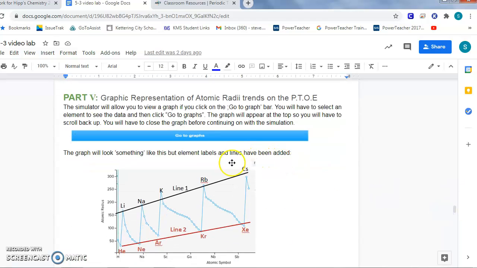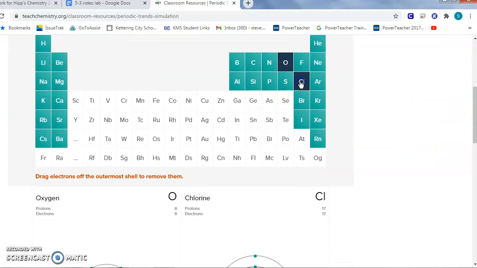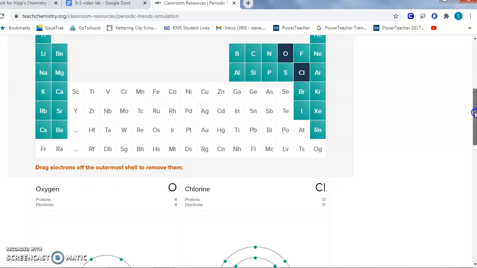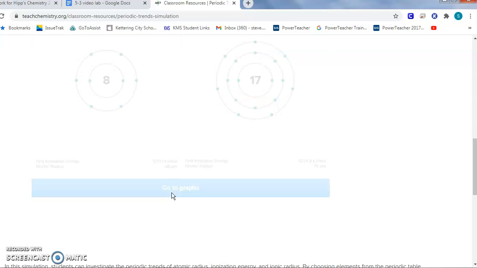And then finally, this simulation, this discovery using this periodic table of elements will represent atomic radius on a graph. How do we get the graph? Well, let's first of all click on a couple elements there. We've got oxygen. Let's compare it to chlorine. And now we want to see the graph of atomic radius. Come down here where it says go to graphs. Click on go to graphs.